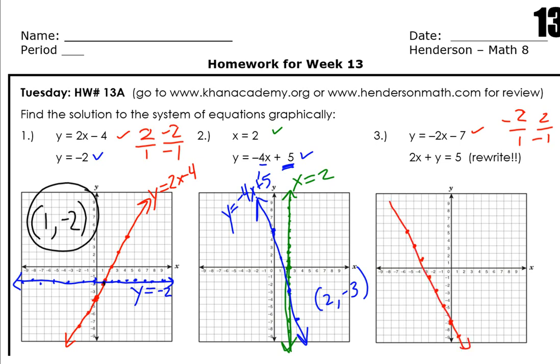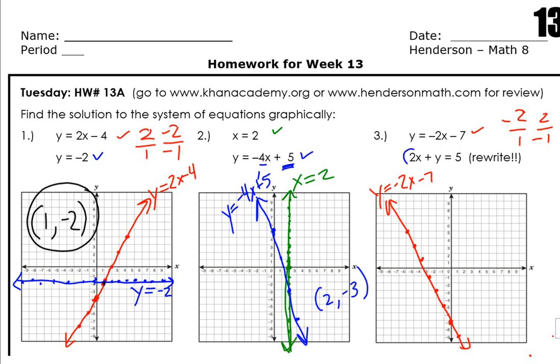Here is my first equation. Y equals negative 2x minus 7. Alright, now the second sentence here says 2x plus y equals 5. And then you see here it says rewrite. This is not in slope-intercept form, so I can't graph it using my slope-intercept shortcut.